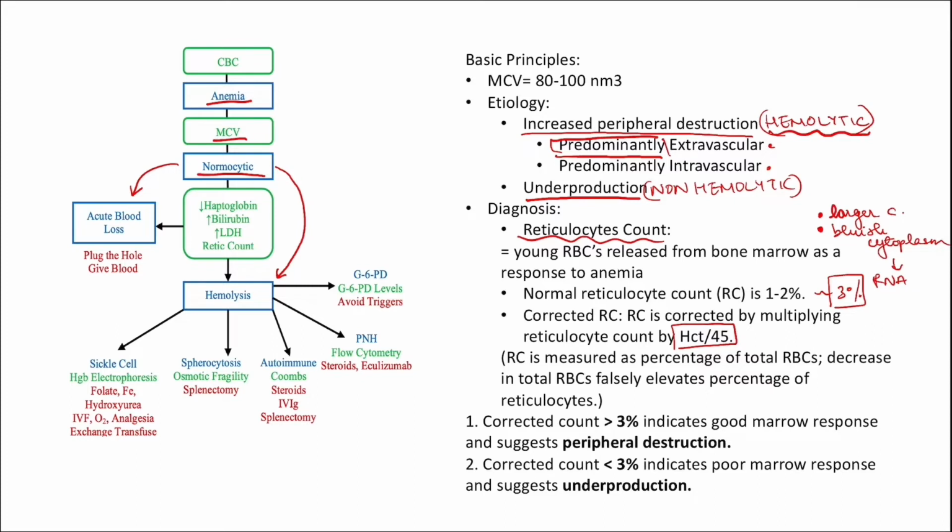So when the corrected count is greater than 3%, it indicates that there's a good bone marrow response, and therefore it is hemolytic, or there is peripheral destruction. Corrected reticulocytes less than 3% indicates that there's a poor bone marrow response, and that suggests underproduction or non-hemolytic.